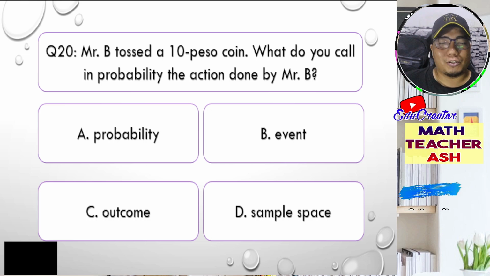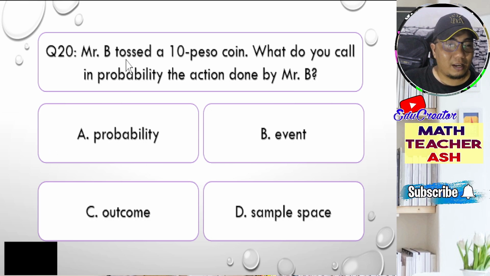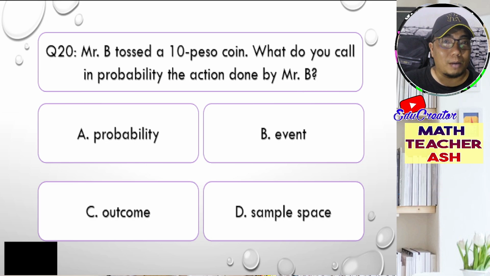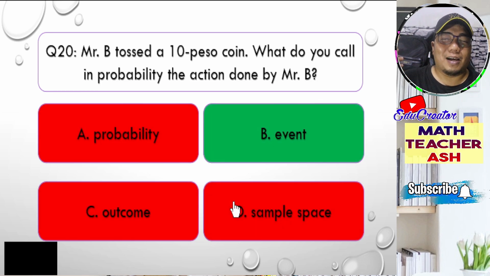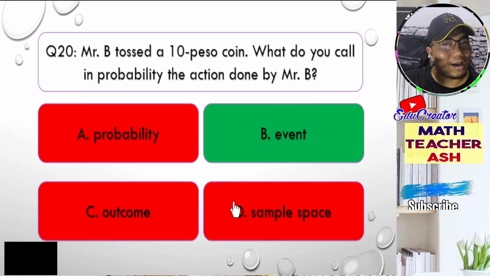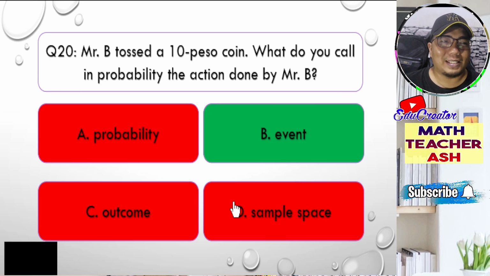Alright, math learners, for this question, what is asked here is the action done by Mr. B. We are not talking about the result of the coin toss. So it's the action that we are talking about, the happening. What is the other term for happening? That is letter B. I hope you got that one, my dear math learners. Also in mathematics, it is very important for you to have a wide range of vocabulary in order for you to understand the problems given.